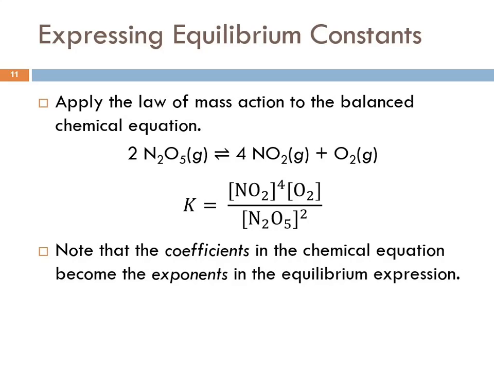I remember having a hard time remembering that when I was in school. It's always the products over the reactants. A little bit like delta is always final minus initial. So it's always the final on top and the initial on the bottom. Any questions?